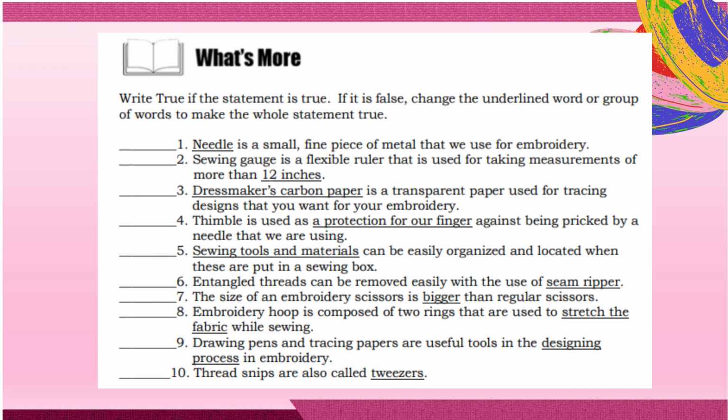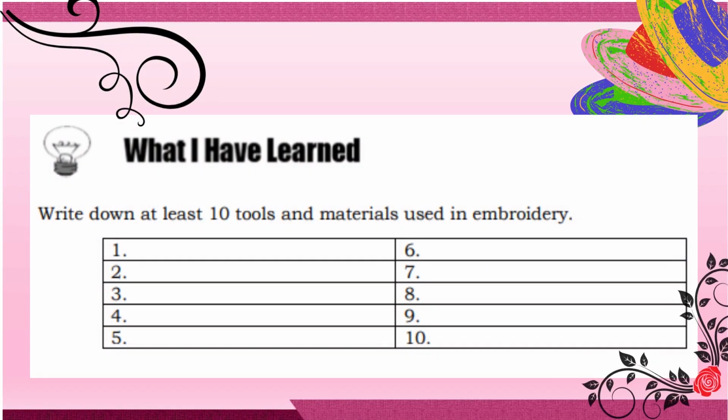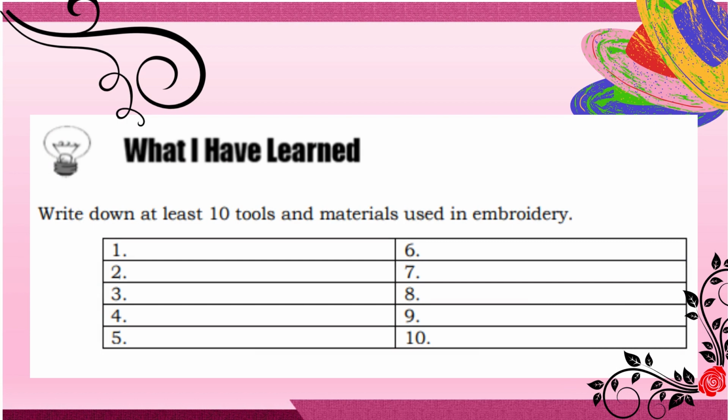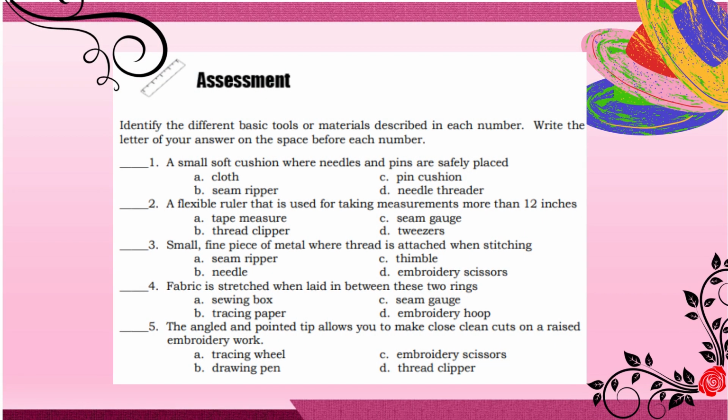What's More. Write true if the statement is true, and if it is false, change the underlined word or group of words to make the whole statement true. What I Have Learned. Write down at least 10 tools and materials used in embroidery. Assessment. Identify the different basic tools or materials described in each number. Write the letter of your answer on the space before each number.